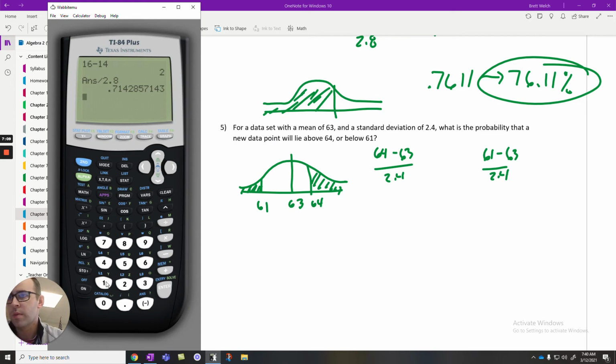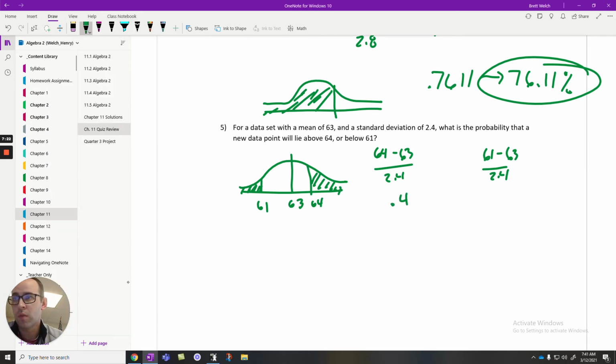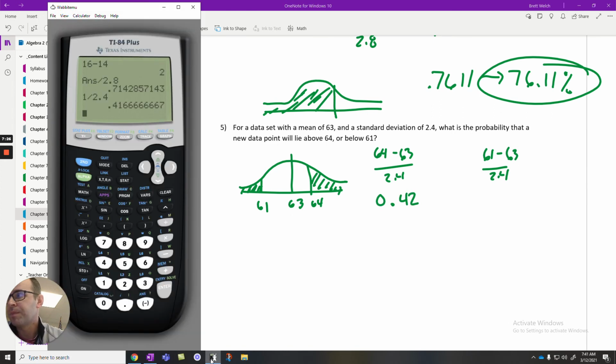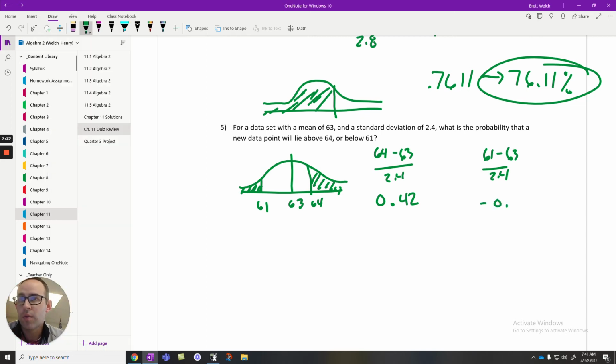Okay, the first one would be 1 divided by 2.4, which is 0.416 repeating, let's go 0.42. So that's 0.42. And the other one is a negative 2, so 61 minus 63 divided by 2.4 is negative 0.83. Now these are important, okay?